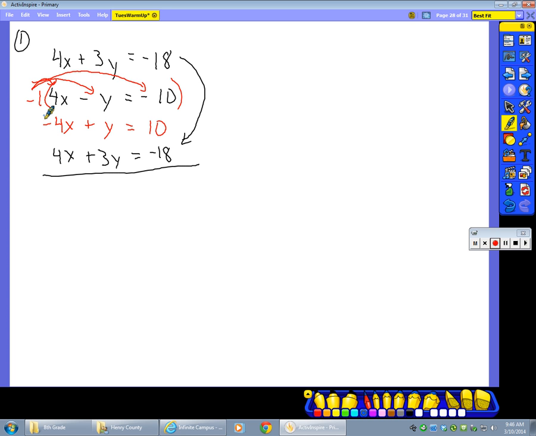I'm going to combine these equations. A negative 4x and a positive 4x, they cancel each other out. What's a positive y and a positive 3y, guys? 4y. Good job. What's a positive 10 and a negative 18? Negative 8. All right, so Jonah, what am I going to do next?